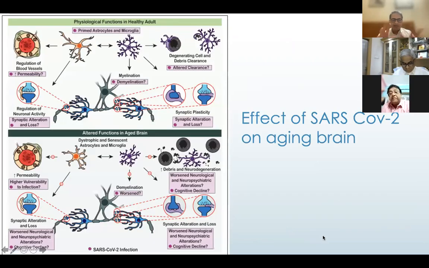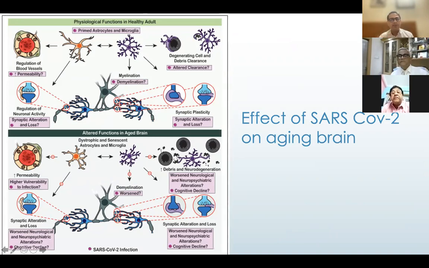I know these theoretical things are a little bit boring, but this is important to understand the inflammatory process inside the brain from COVID-19 itself. This is a pictorial illustration of how our normal healthy glial mechanism and how the aged brain reacts to COVID.